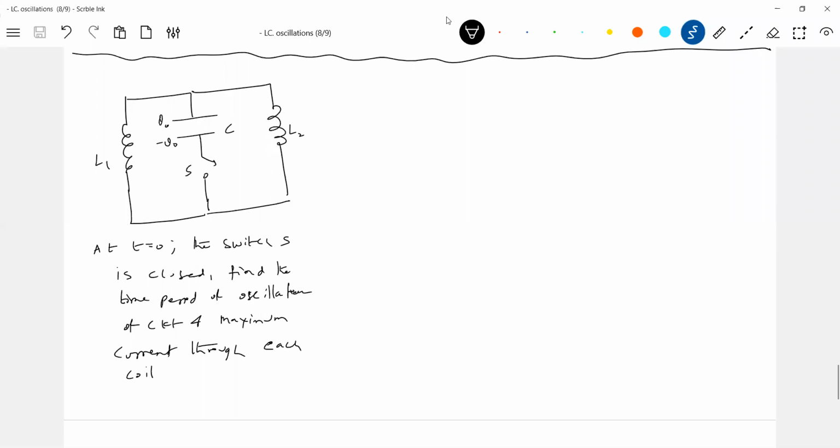First get the angular frequency of oscillation. Then we'll go for maximum current. Are they in parallel or series? They'll be in parallel, not in series.